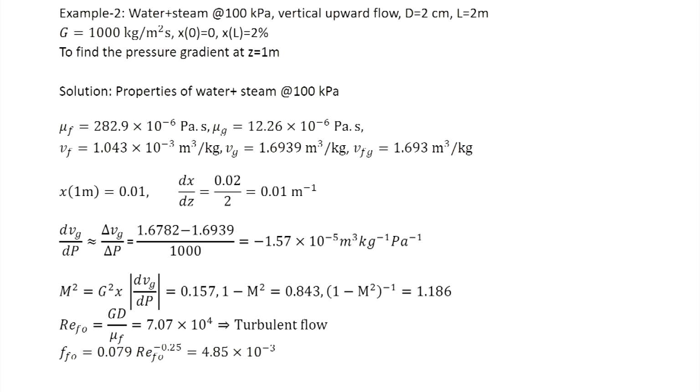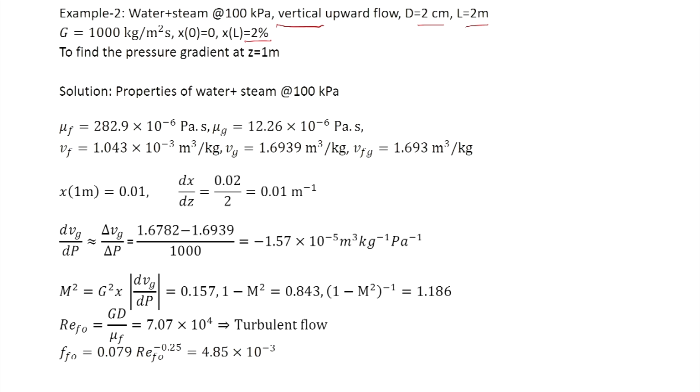Okay. Let us consider one more example of a larger channel. So, again it is a water-steam mixture at 100 kilopascal pressure, and this time it is vertical upward flow, and the diameter is equal to 2 centimeter, length is equal to 2 meter. The mass flux is 1000 kg per meter square second. The inlet quality is 0, and instead of heat flux, here the outlet quality has been specified, which is 2%. We have to find the pressure gradient at z equal to 1 meter, which is the midpoint of the channel.